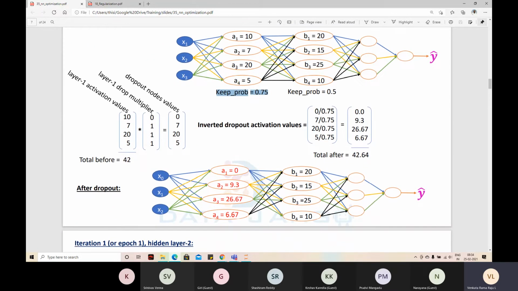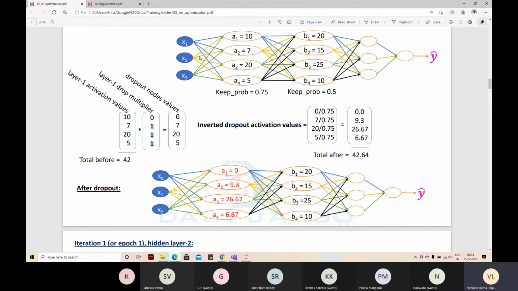It takes a vector with zeros and ones. I said keep prob 0.75, or dropout 0.25. So it will randomly choose 0 at one place and 1s at three places. Out of 4, 0.25 means 1. So at one place it will take 0, the rest of the places it will take 1, and multiply. Multiply what? Multiply the activation values.